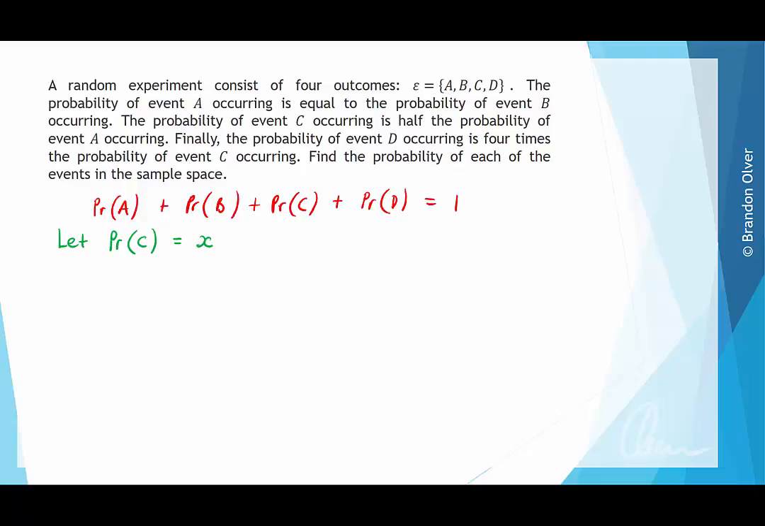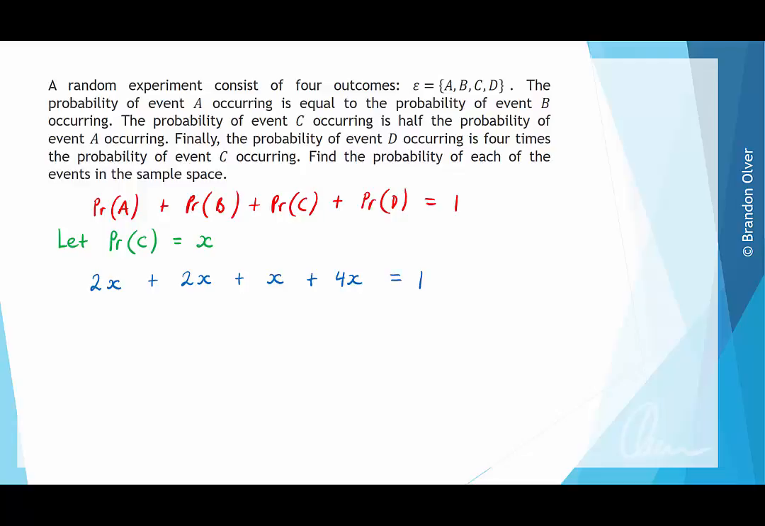Therefore, because the probability of event C occurring is half the probability of event A occurring, A can be written as 2x. Then we knew the probability of B is the same as the probability of A, so we can write plus 2x. Then the probability of C is x, that's what we let the probability of C equal. And then the probability of D occurring was 4 times the probability of event C. So we can add 4x and know that all of that is going to add up to 1.